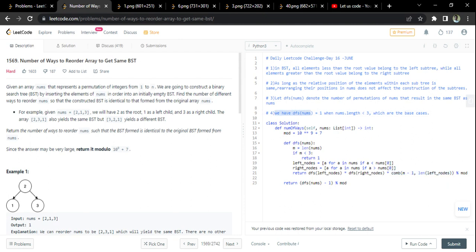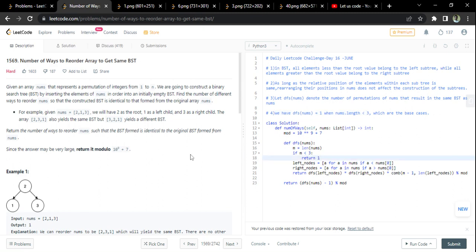Remember, this is the base case. Whenever the length is less than 3, that means either 1 or 2 elements are there. In that case, the number of ways of getting the same order is 1 only. There's only one way of getting it. So that is the basic idea.